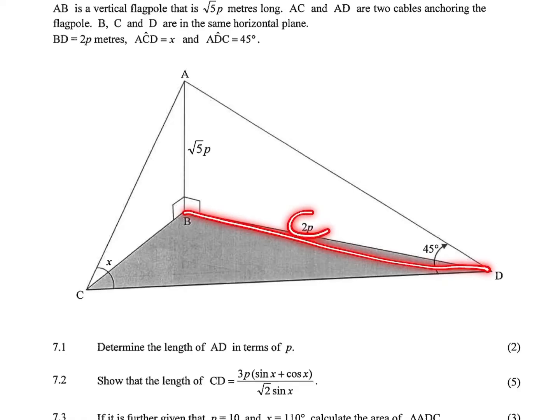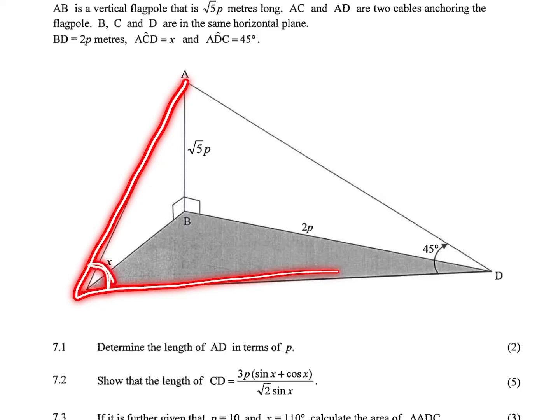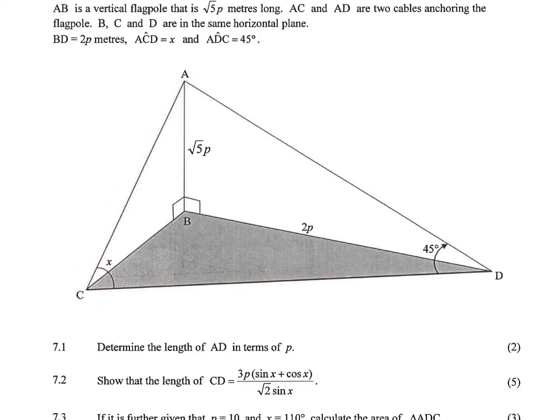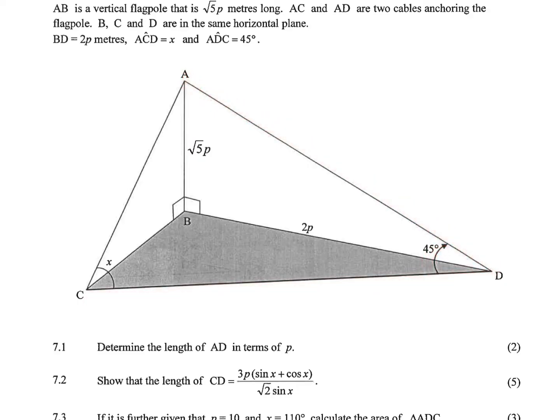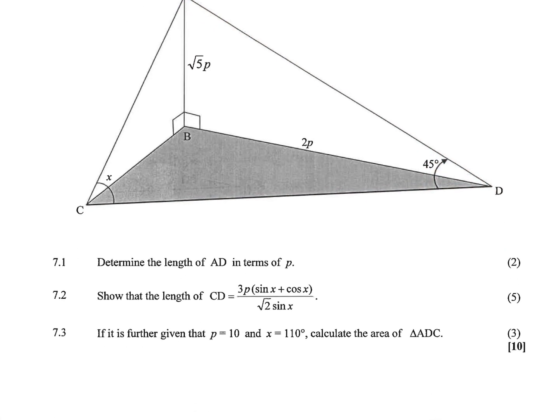BD is 2p meters, and angle ACD. This is how you read this: that cap over there means angle. So you say angle ACD. They're looking at this angle here. This angle is X. Angle ADC is 45 degrees. All right, so we have all the information.